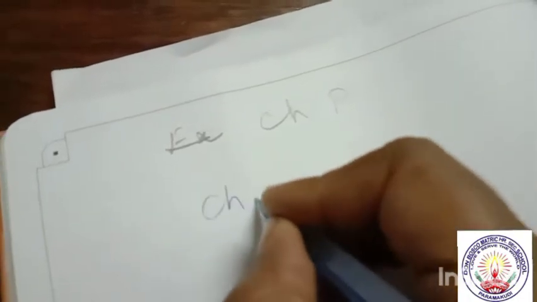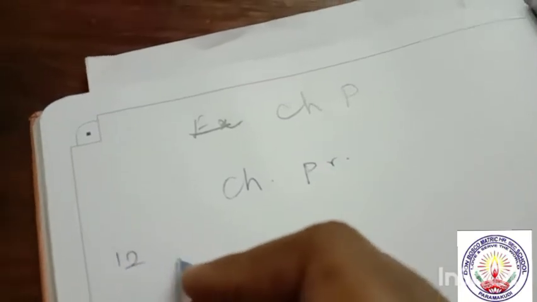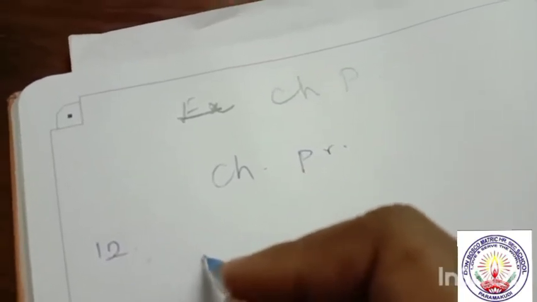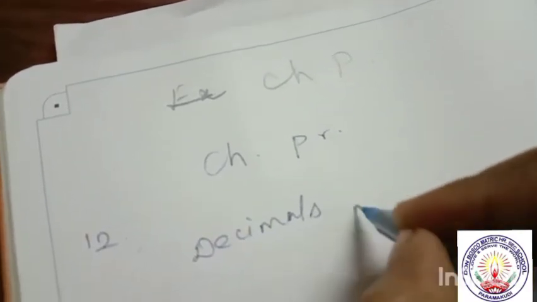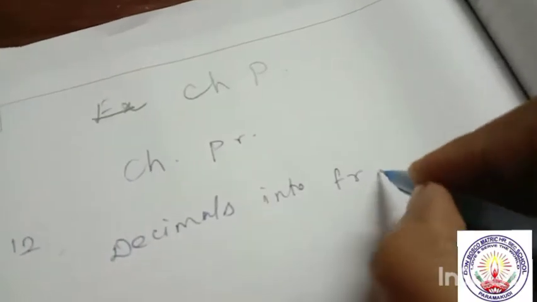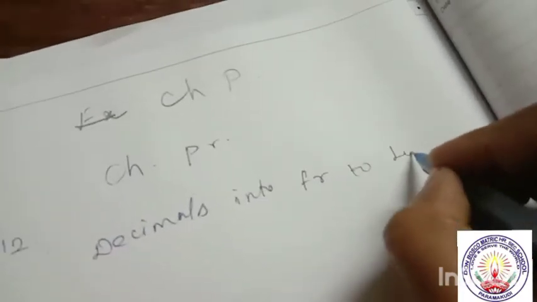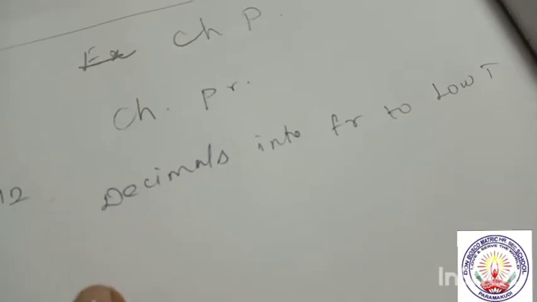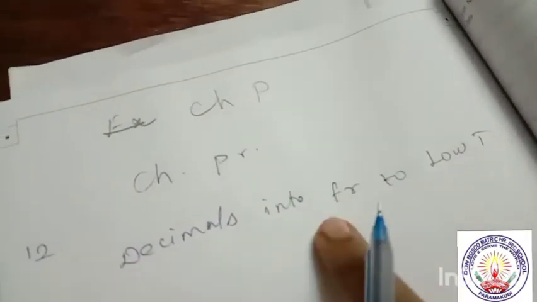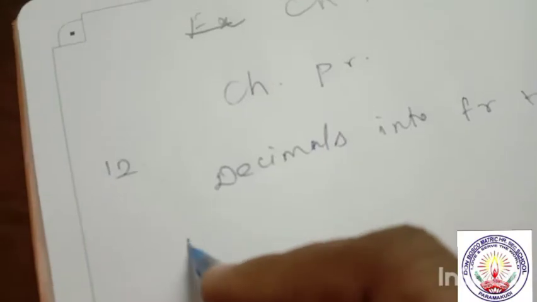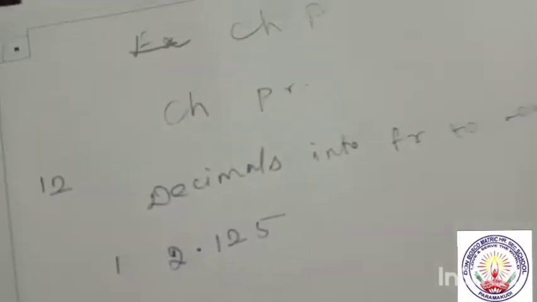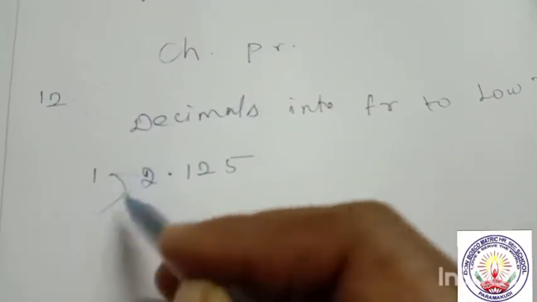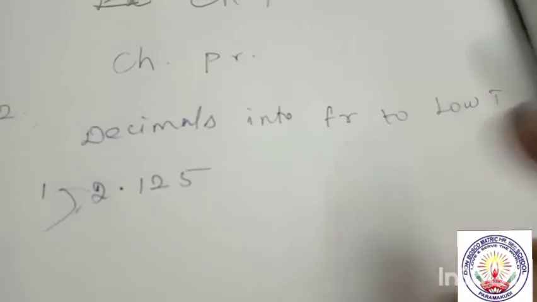Next, challenging problems. 12th one. Convert the following decimals into fractions. Next, write the fractions in lowest terms. First of all, convert decimals into fractions in lowest terms. 2.125. First of all, given decimal numbers converted into fractions.